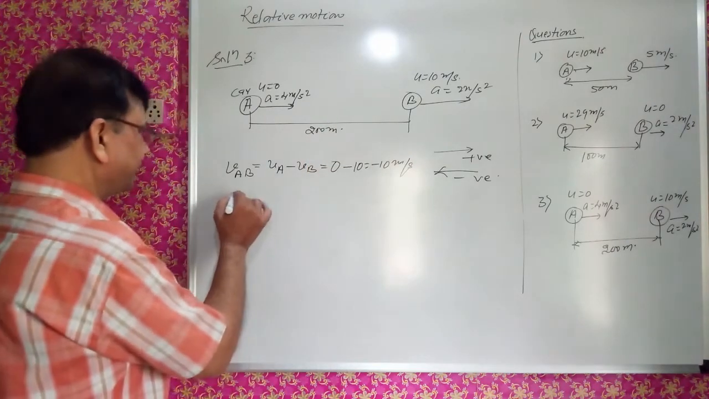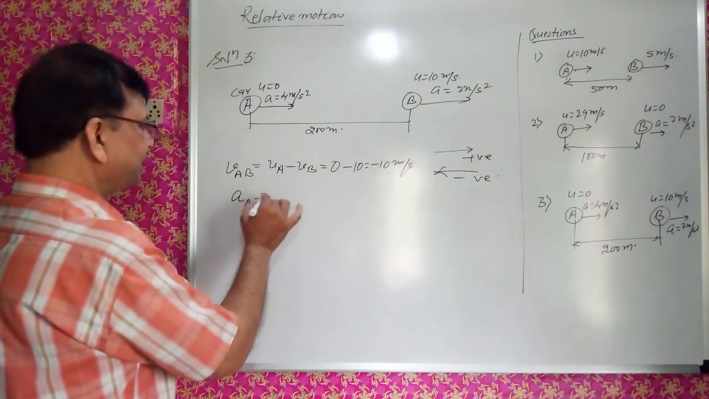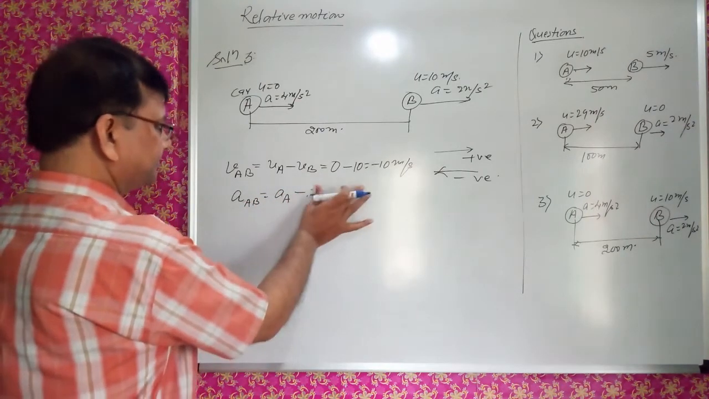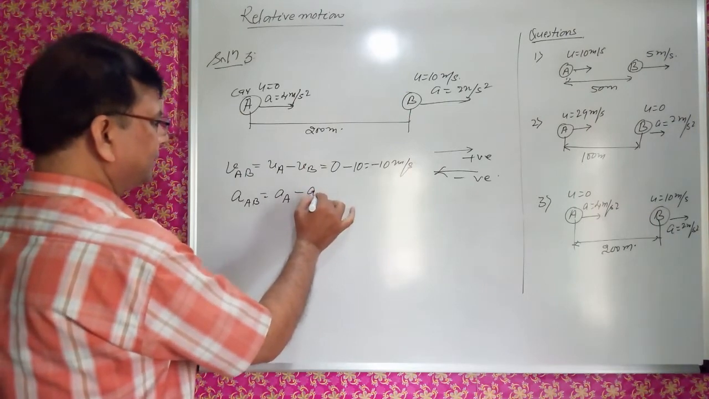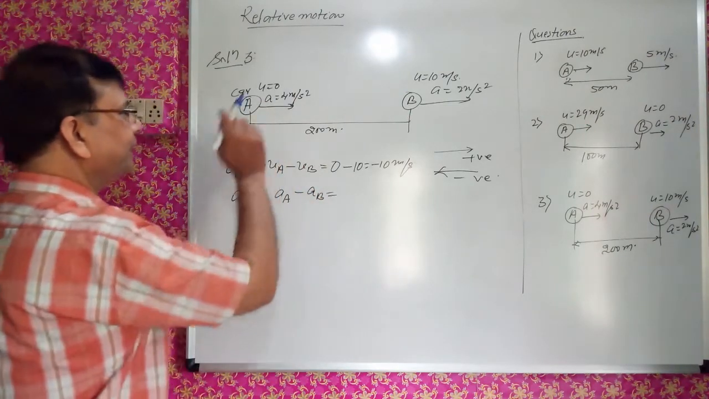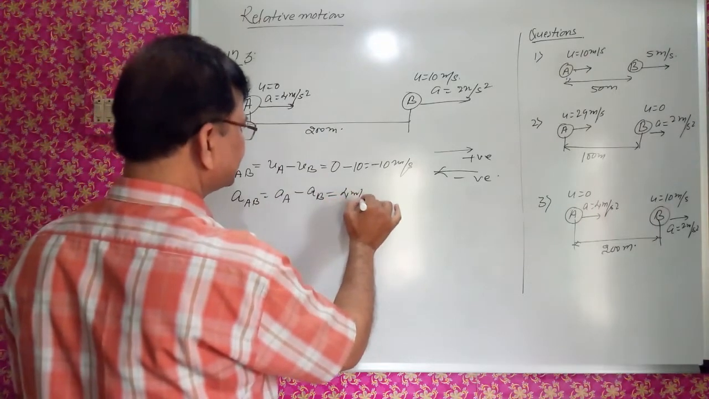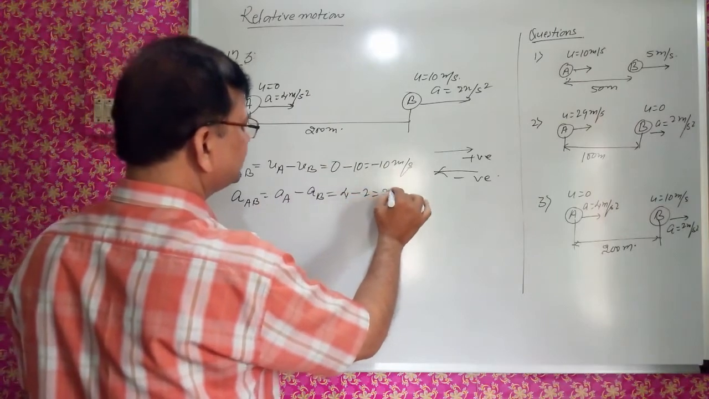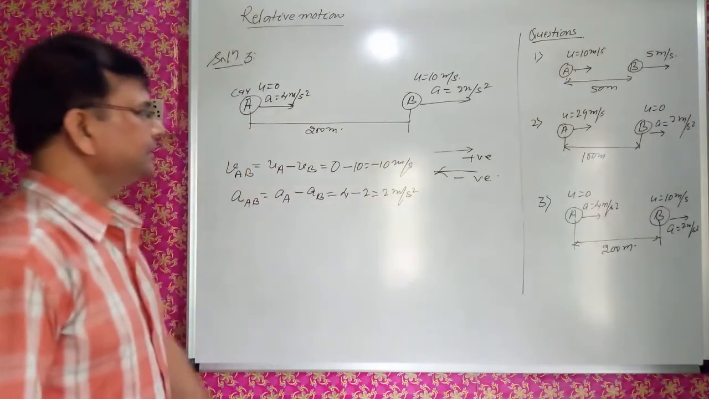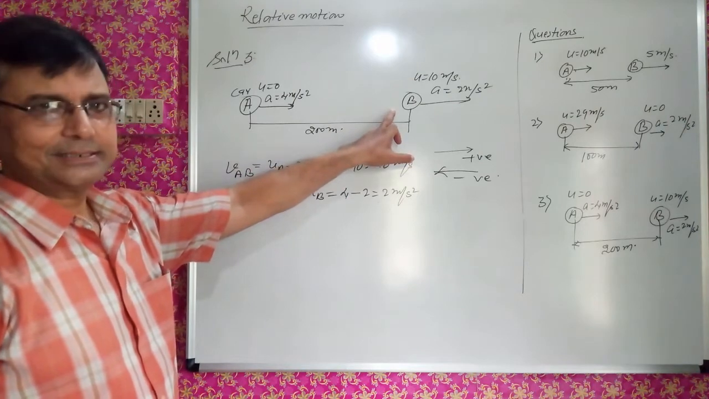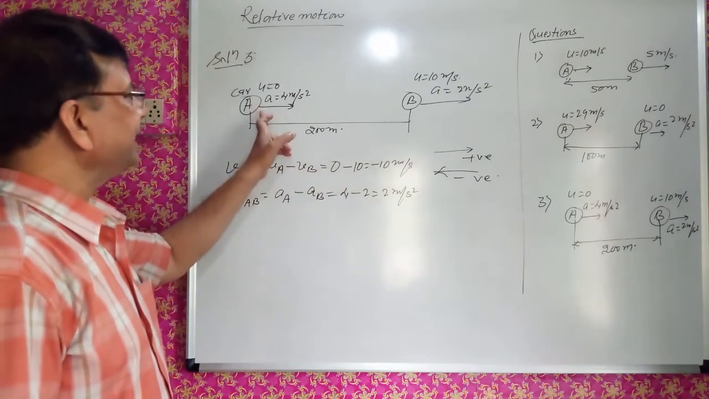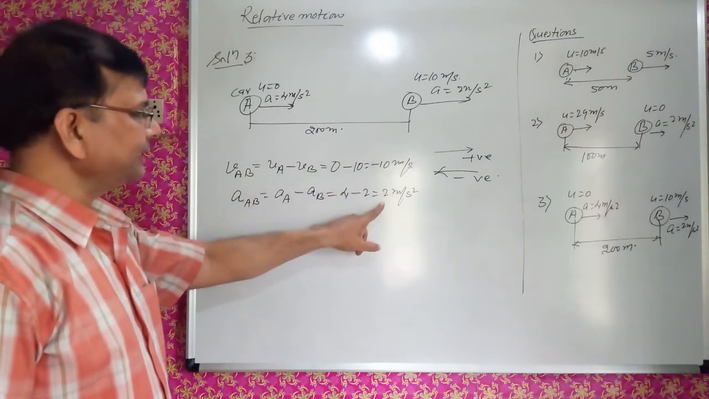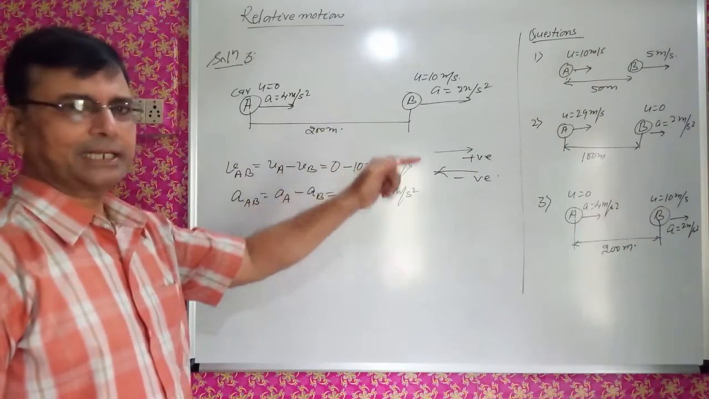And what about acceleration? So acceleration of A with respect to B, that is acceleration of A minus acceleration of B. What is the acceleration of A? Positive direction, 4 meters per second square. Simply 4 I will say, right? Minus 2, that is 2 meters per second square. Means B will be coming at rest and B will say that it is going behind with velocity of minus 10 meters per second and with acceleration 2 meters per second square in this direction.